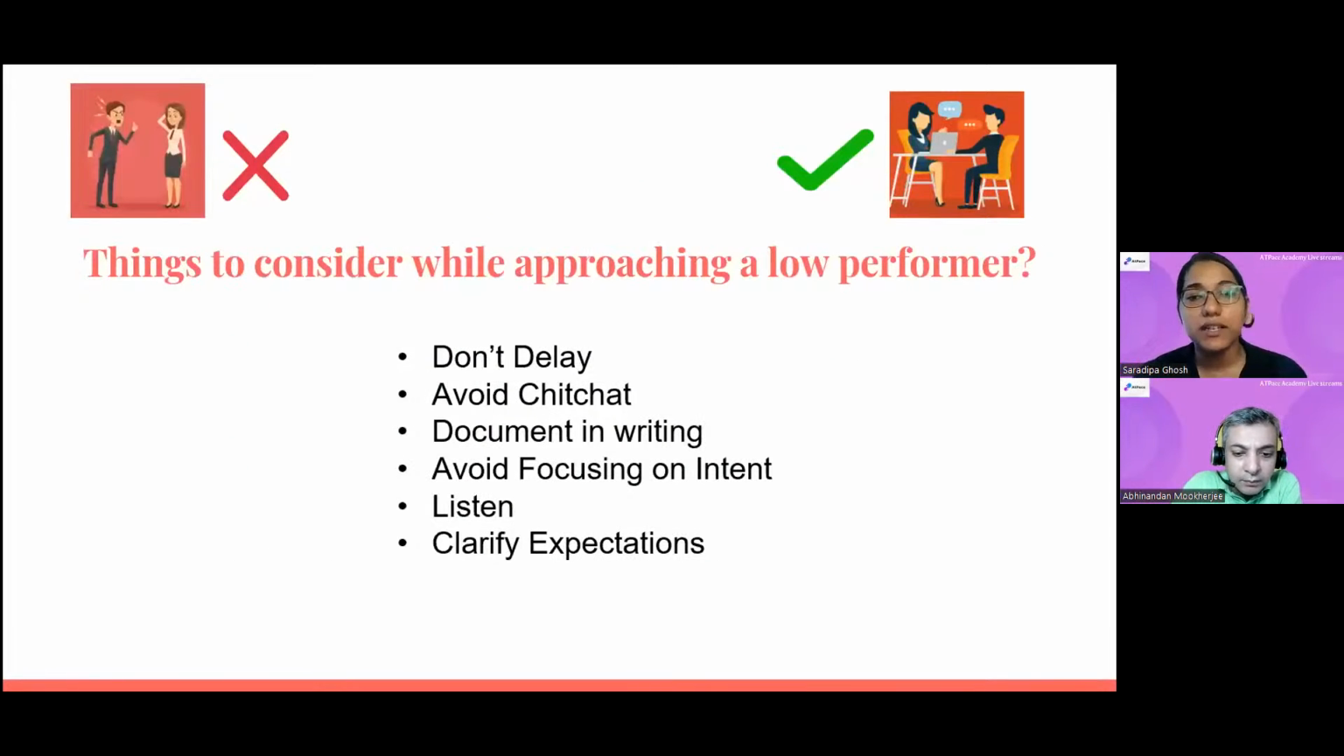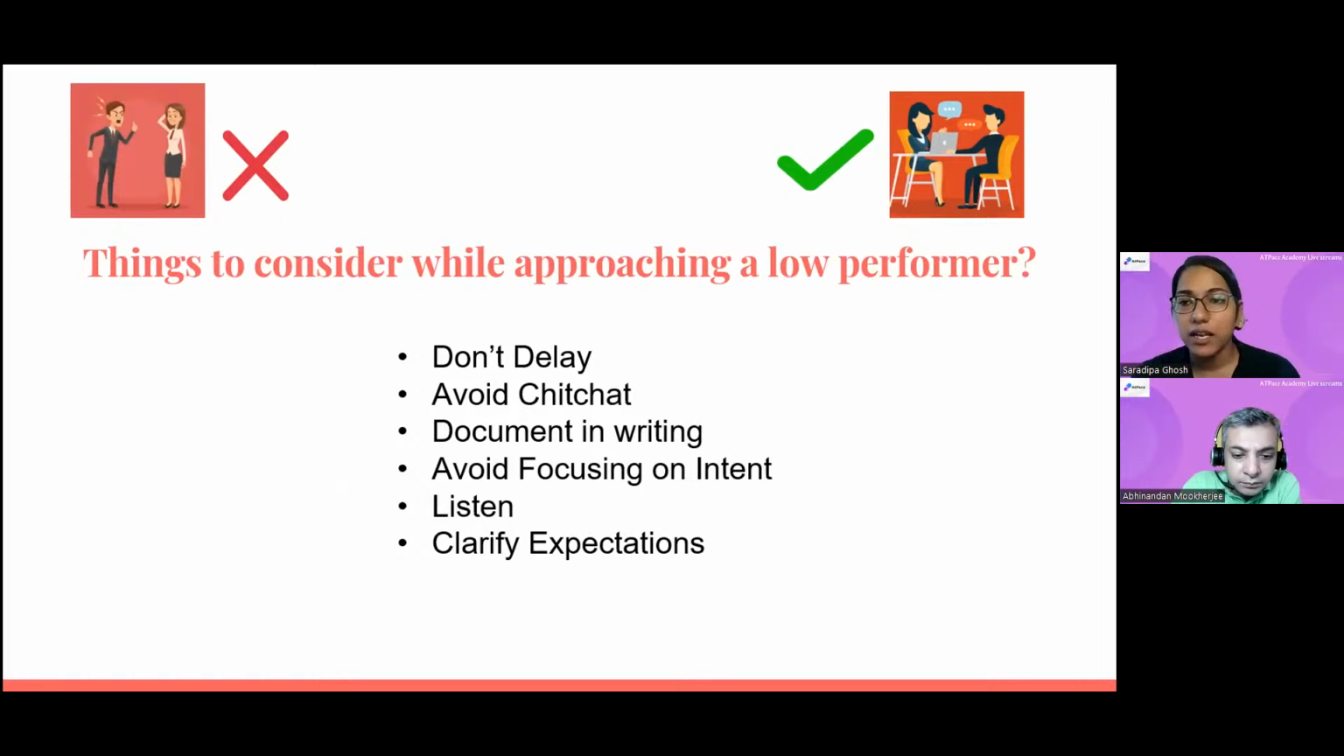Now, things to be considered while you are approaching a low performer. The first one is, don't delay. You shouldn't delay while having this kind of conversation. It only makes the situation worse. Employees just don't feel the need to improve their performance if they are not addressed properly. So the conversation should be raised in time.